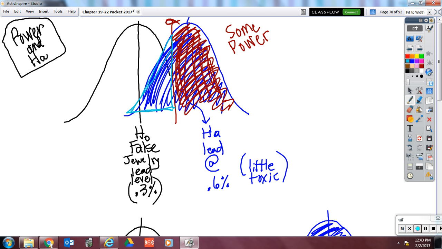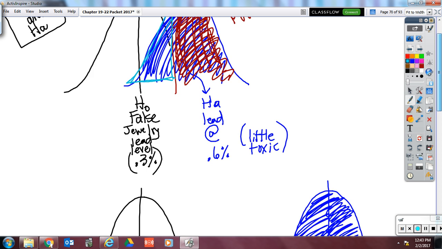Because the alternative is so close to the null hypothesis, it's likely that we're going to end up accepting that shipment even though it is indeed a little toxic. But let's look at what happens when the alternative is very far away from the null. Let's see what changes down here.